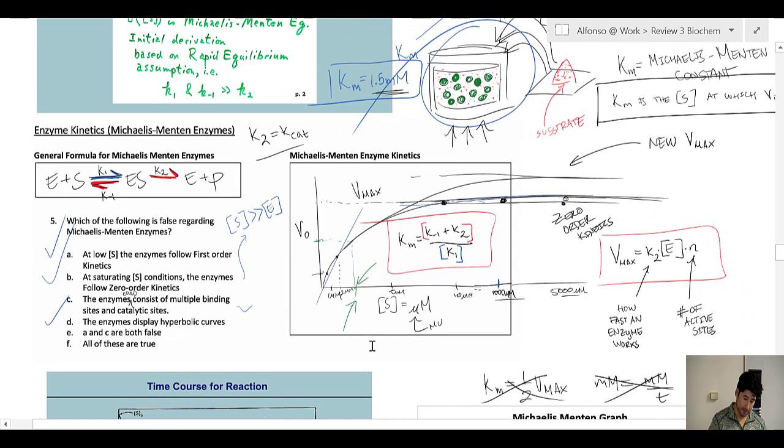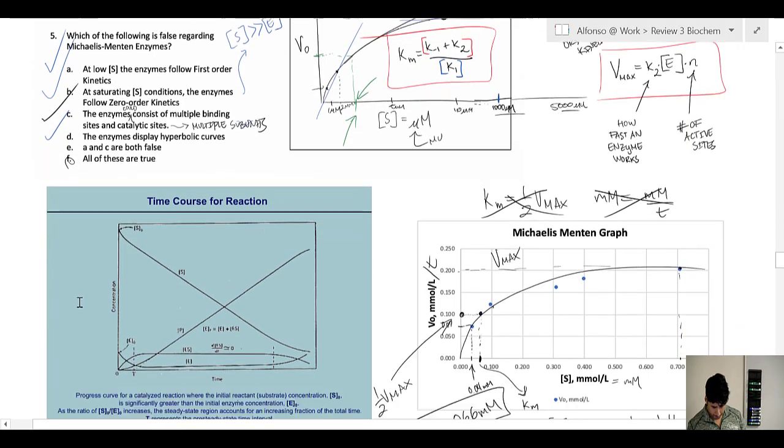And now if this right here would have said multiple subunits, it would have definitely been wrong. But because they can or they could consist of multiple binding sites and multiple catalytic sites, that one is also true. Therefore, the answer is F. Okay.